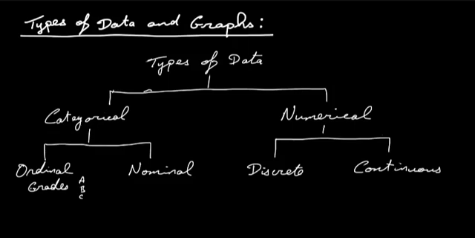Nominal data then would be data that you can't put in any kind of order. So for example, hair color or color of cars, types of music, things like that, they would be nominal data.